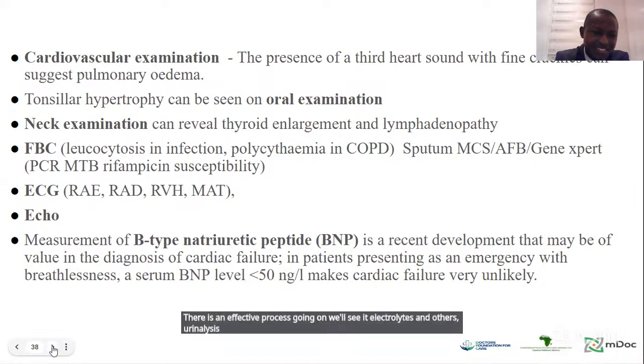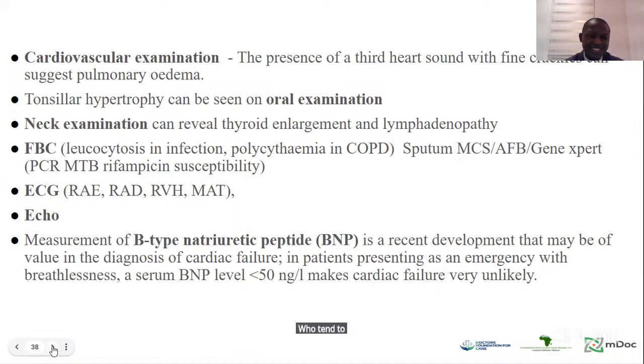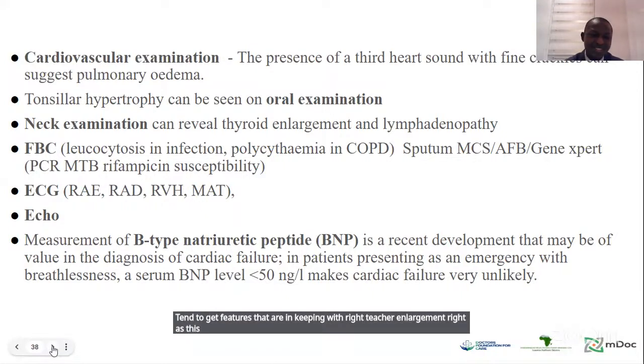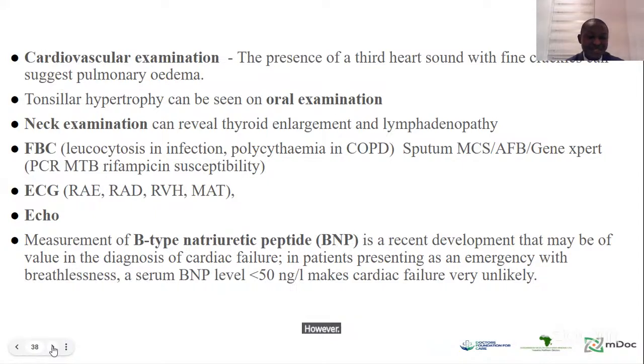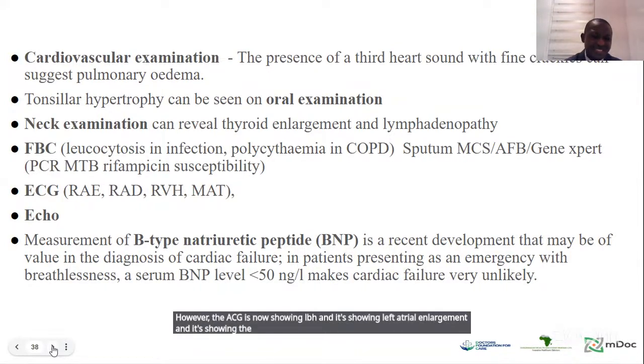Very importantly, the ECG and the echo. If there is COPD or asthma, especially if it's been there for a long time, we tend to get features in keeping with right atrial enlargement, right axis deviation, and right ventricular hypertrophy on the ECG. However, if the ECG is now showing LVH, left atrial enlargement, and extreme left axis deviation, we should think of a cardiac cause.